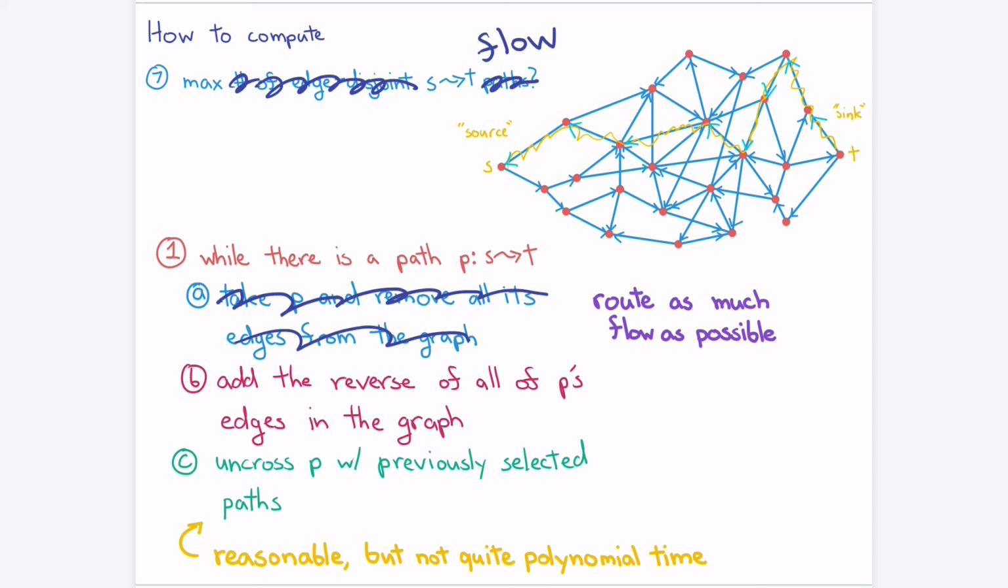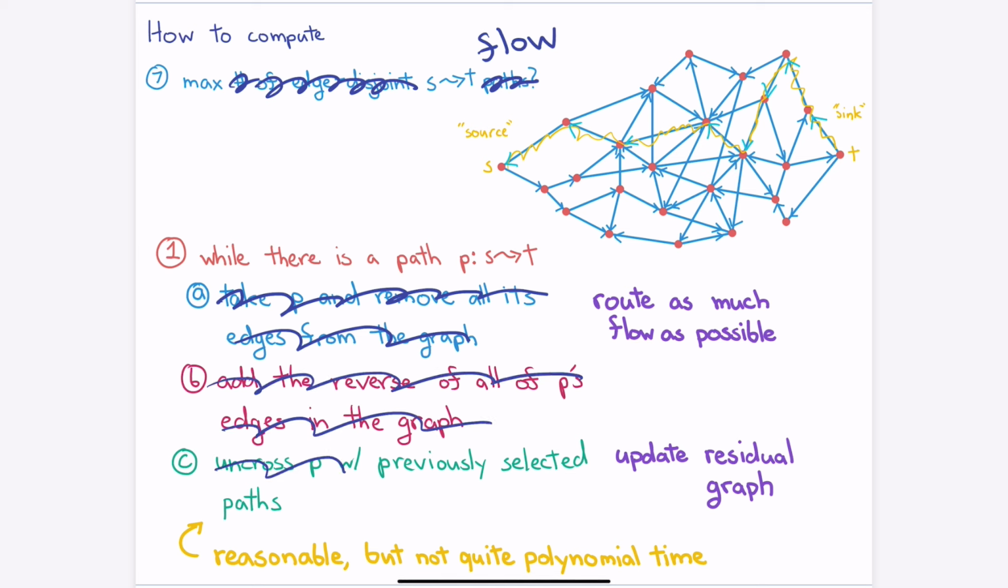So instead of what we called taking a path and flipping edges, we're going to try to route as much flow as possible. Okay, why not try to route as much flow as possible? But now our notion of a residual graph is a little bit different. I'm just going to update the residual graph in terms of doing the addition with the capacities.